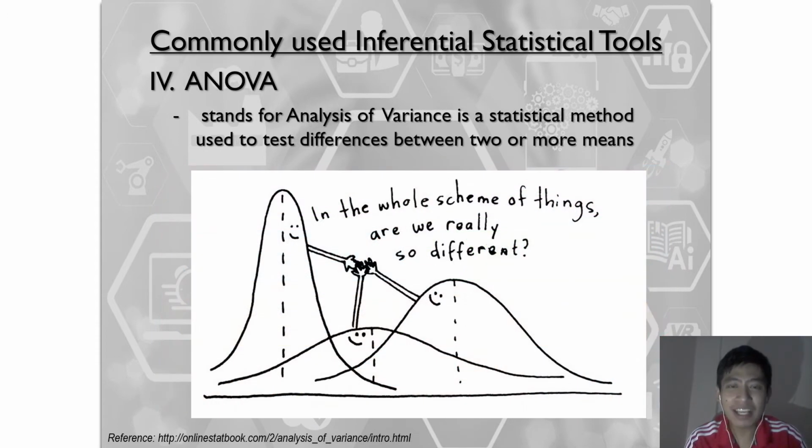So we have ANOVA, or analysis of variance, a statistical method used to test differences between two or more means. As you can see, there are different bell curves. In the analysis of variance, every bell curve has means of the variables. It caters to two or more variables to check the correlation and significance, if there's a relationship or differences between each variable.